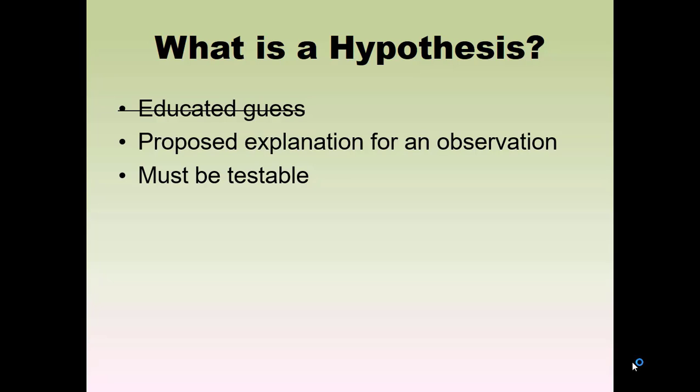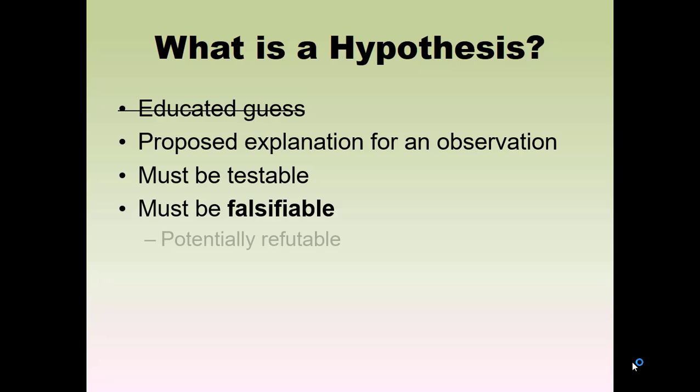Along those lines, we'll come back to that in a bit here. Another second aspect of a hypothesis is that it must also be falsifiable. So in terms of falsifiable, the idea is that there must be a chance that we could reject it.